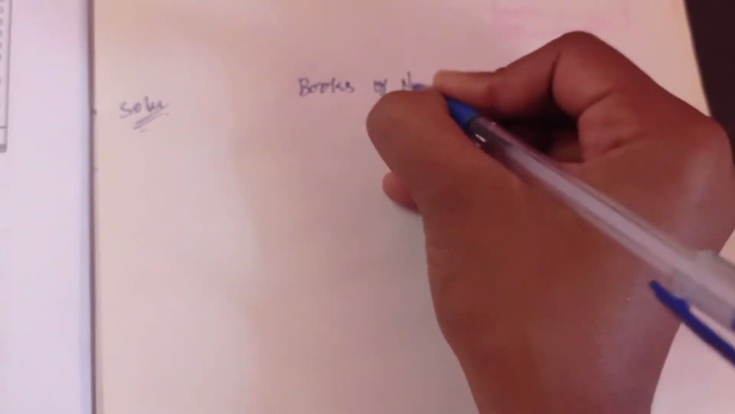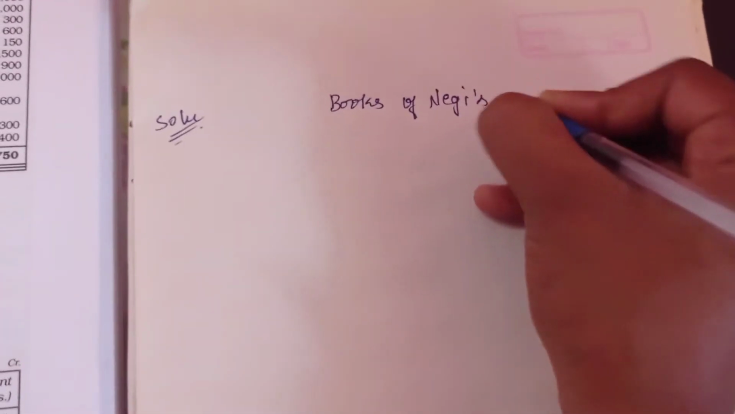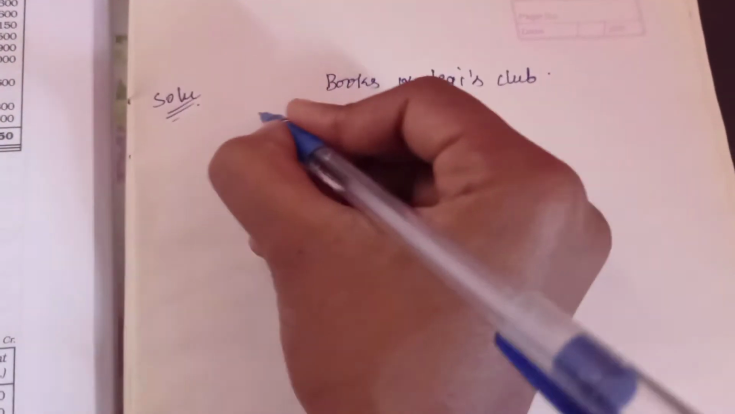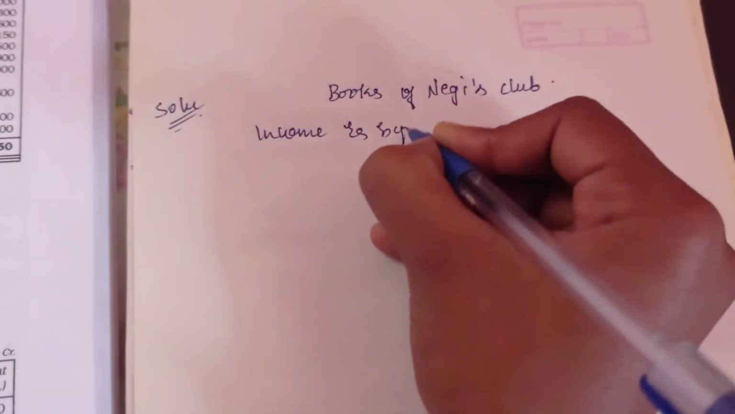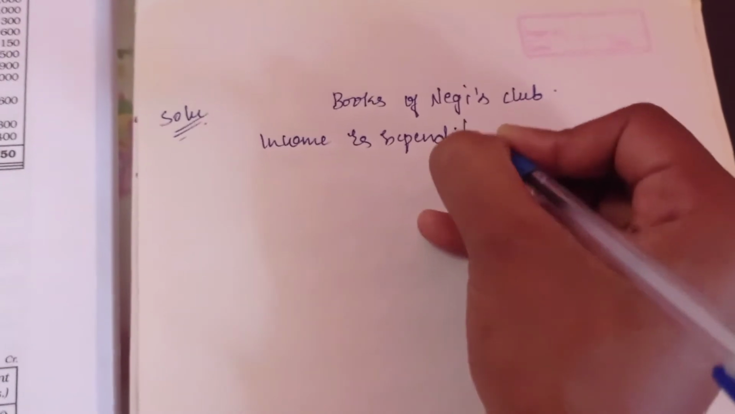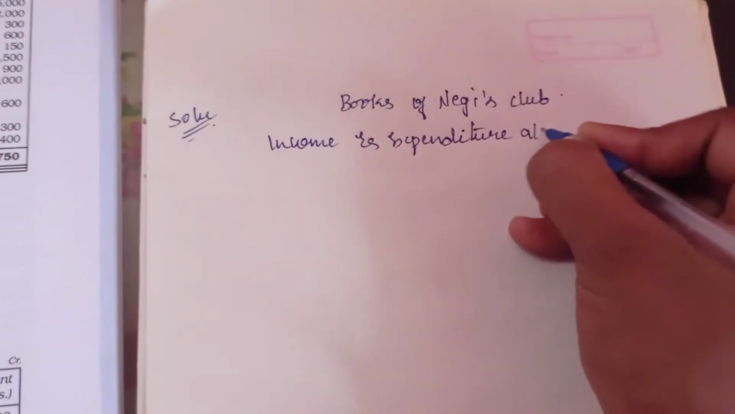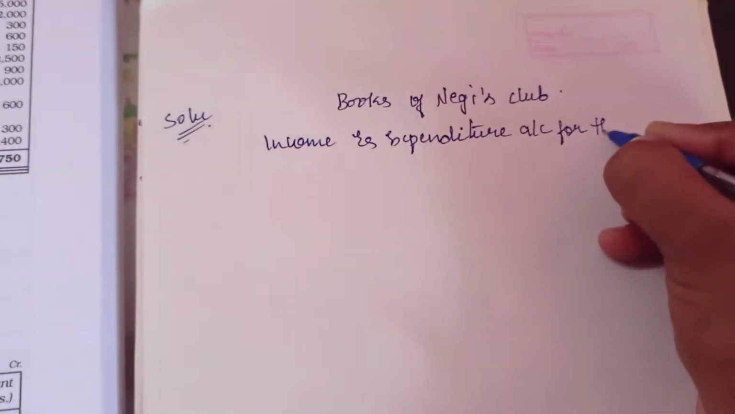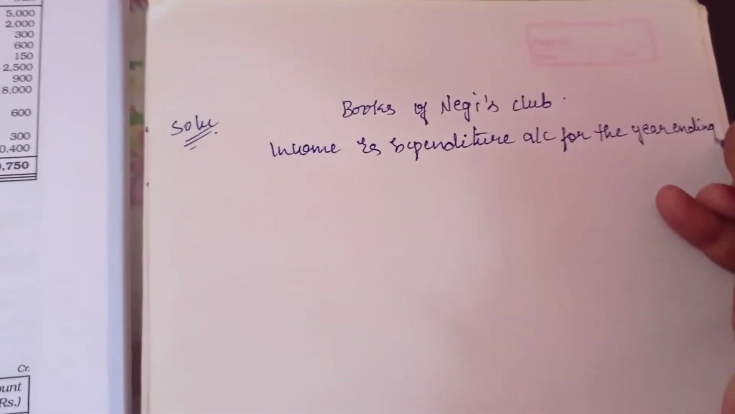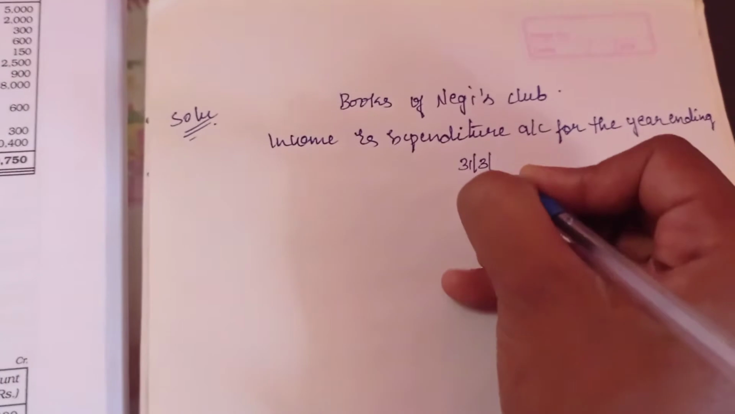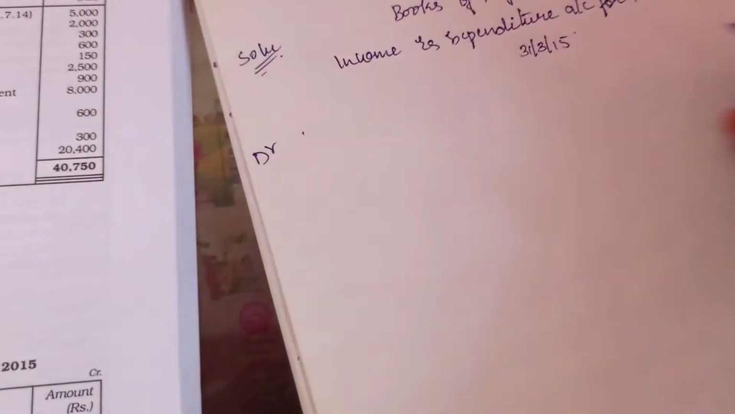Solution. In the books of Nagy's Club, income and expenditure account for the year ending 31/3/2015. So take the pro forma, debit side and the credit side.